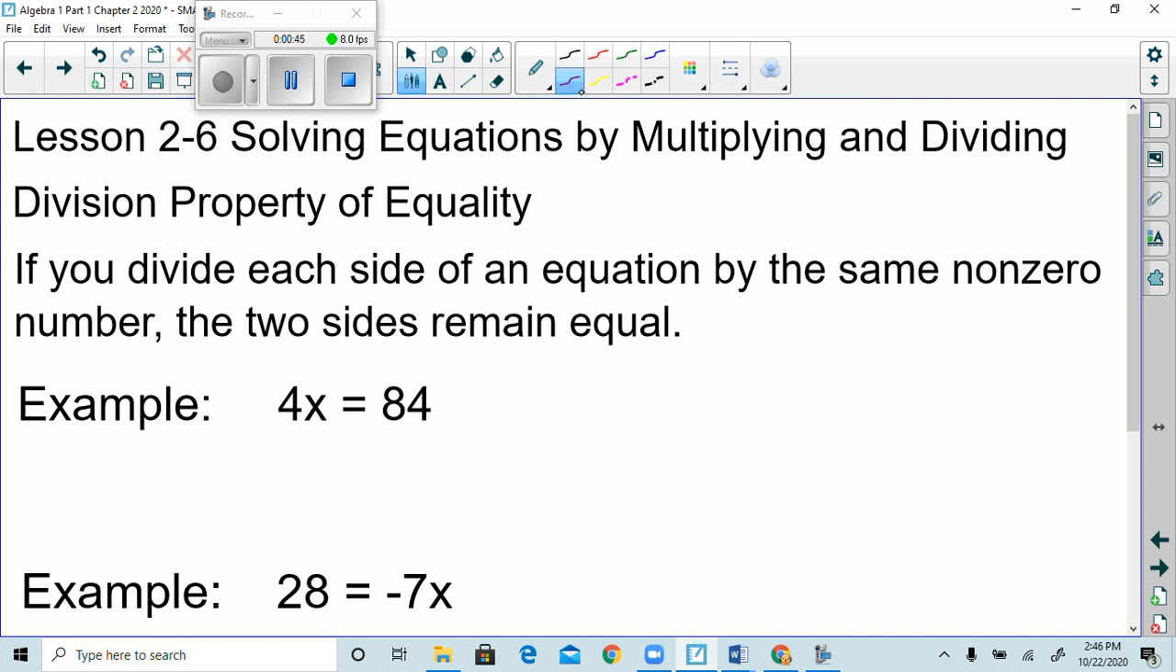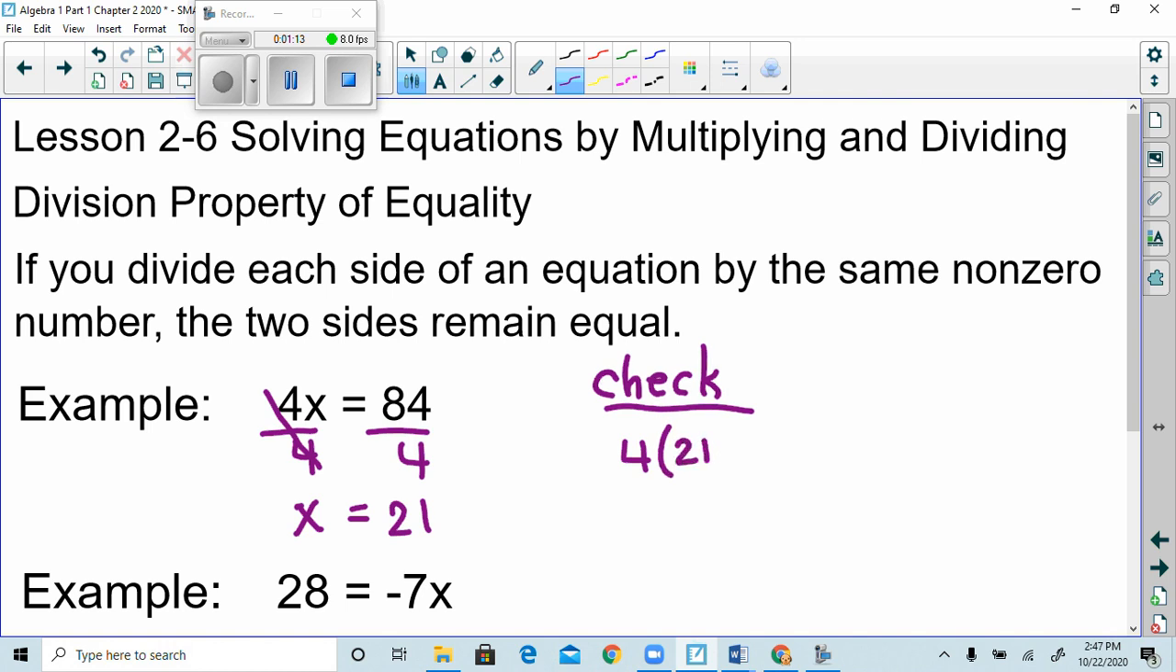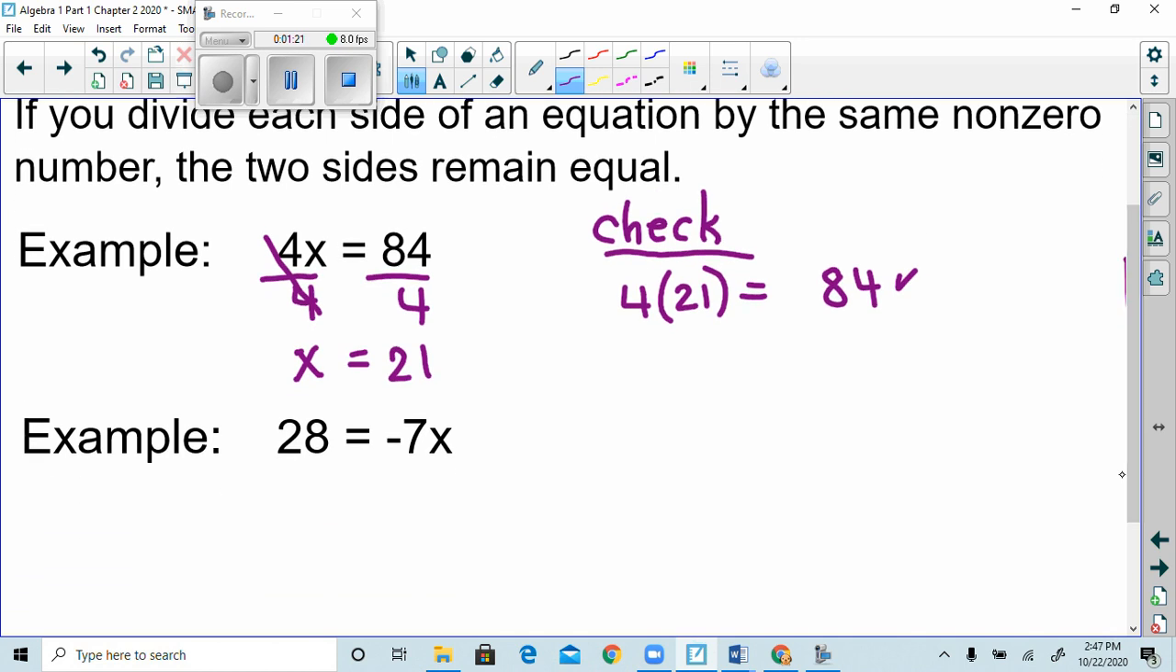As I look at this first problem, I see that I have 4x equals 84. I'm going to divide both sides by 4. That's going to eliminate the coefficient there, and I get x is equal to 21. If I do the check, and again we found out that the check is important, especially if we're dealing with signs, 4 times 21, we're going to multiply and get 84. It works.